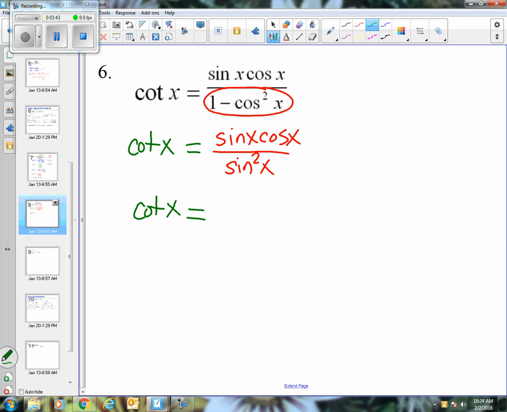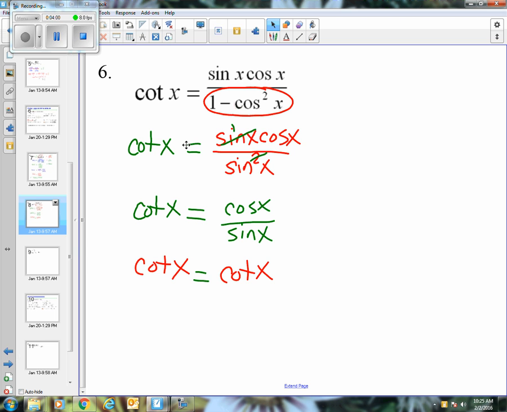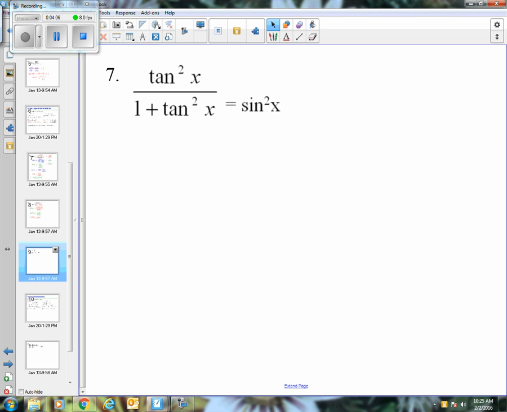So cotangent would be equal to, now we can reduce. So we end up with cosine over sine. And again, cosine over sine, that would give us our cotangent. So this one simplifies down pretty easily. Just trying to have you see and recognize right away that sometimes making those simple substitutions, those Pythagorean ones, really make a difference. Okay, let's take a look at the next one.